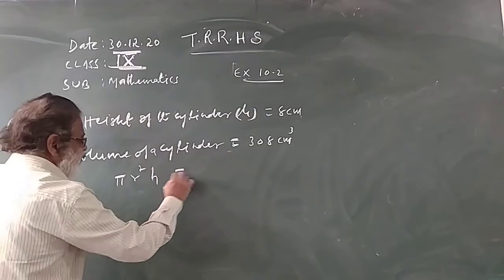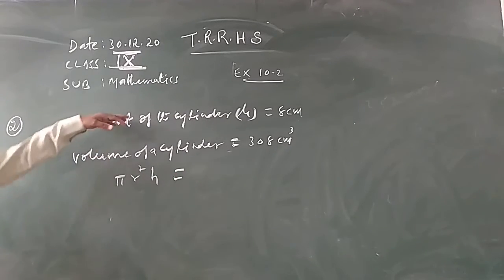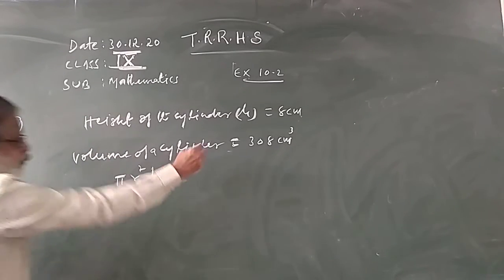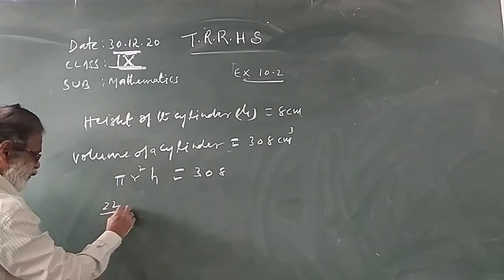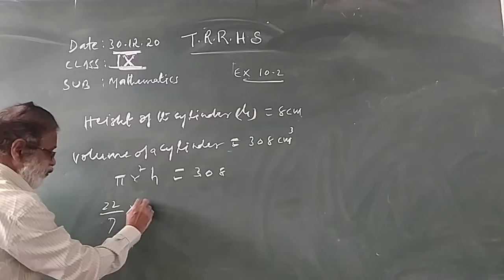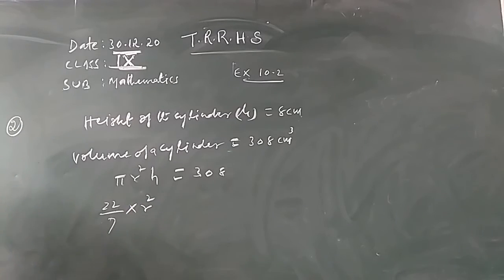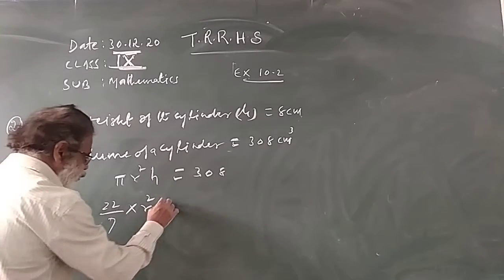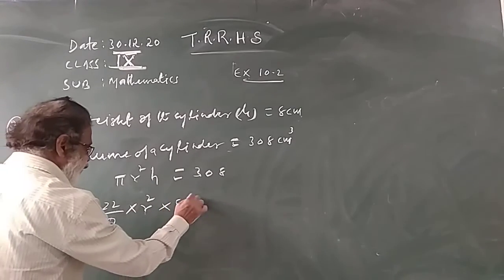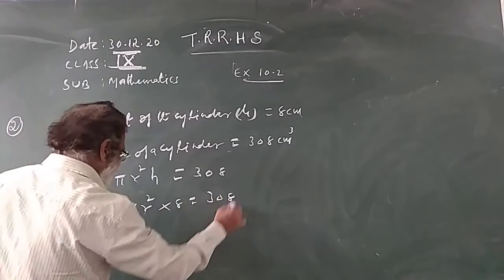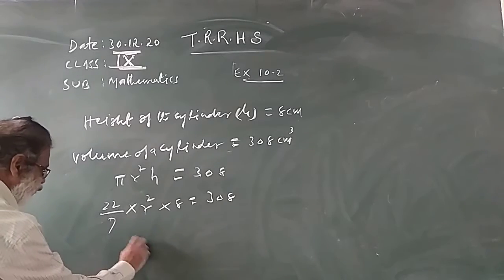Volume of the cylinder is pi r square h. Volume of the cylinder, pi r square h, is equal to how much? Given, 308. So substitute the value of pi, which is 22 by 7. Radius we don't know; it is to be determined, it is to be found. Now, we don't know r, so it stays r right now. h is equal to 8. That is equal to 308. Now find out r square.